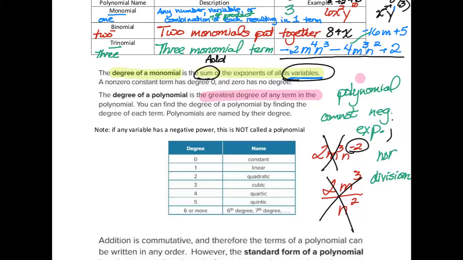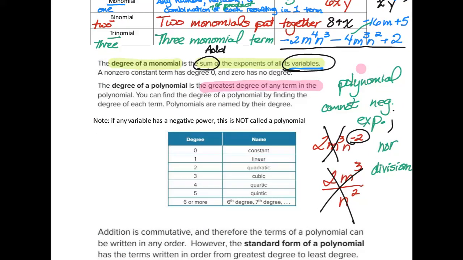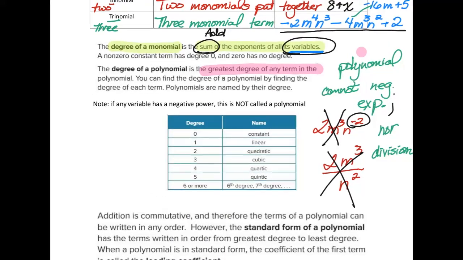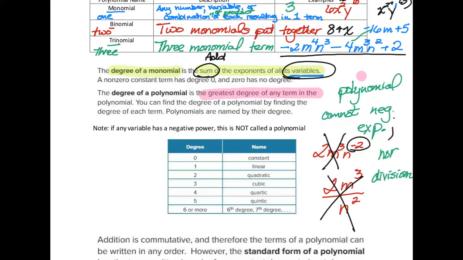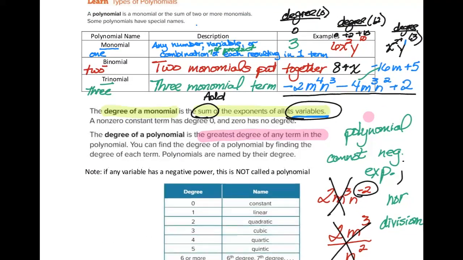All right. So now, right before we left, we were talking about the degree of a monomial. It is the sum of all of the exponents of the variables. Only the variables. The degree of a polynomial is the greatest degree of any one term in the polynomial.